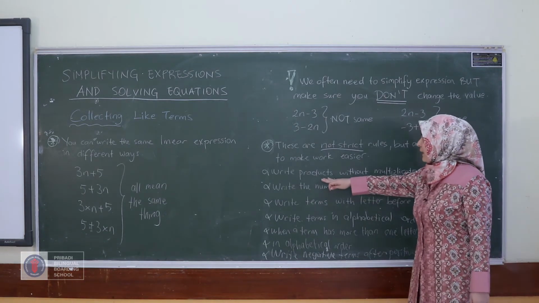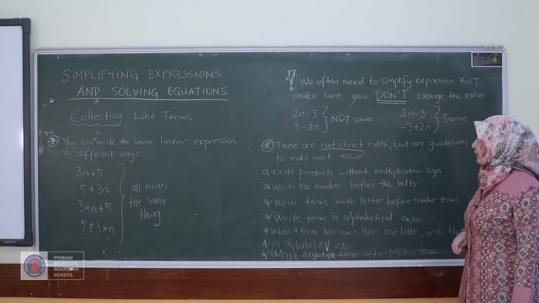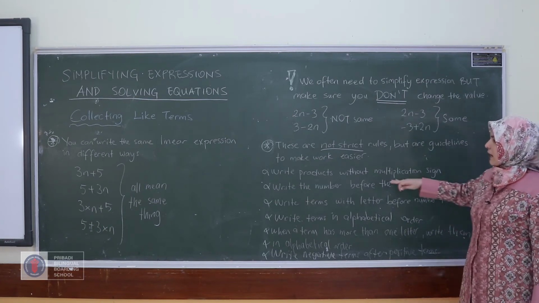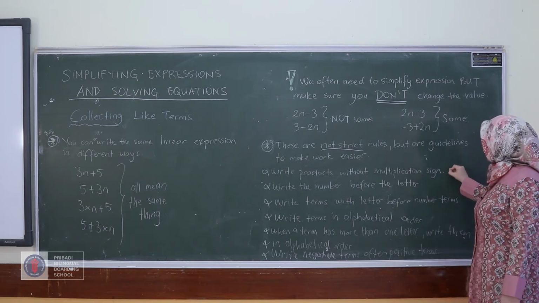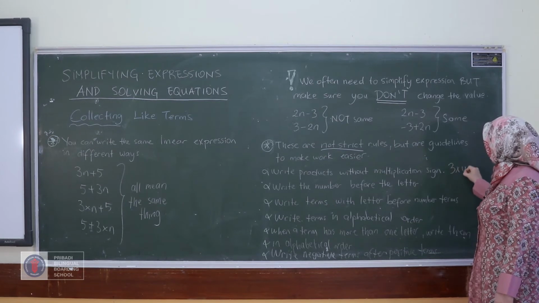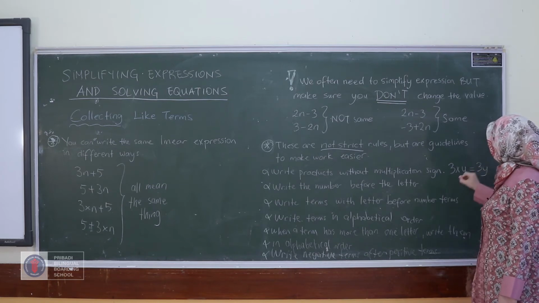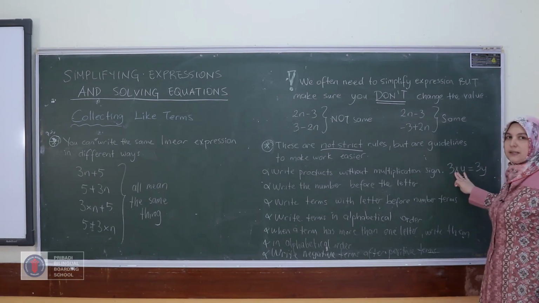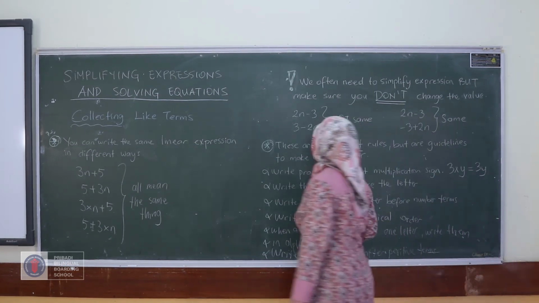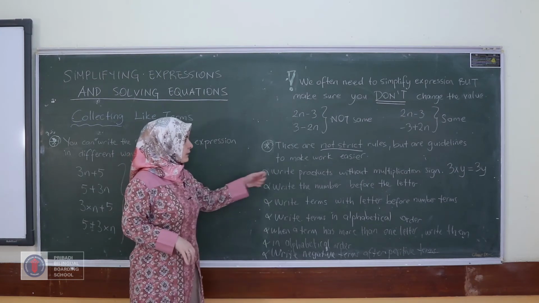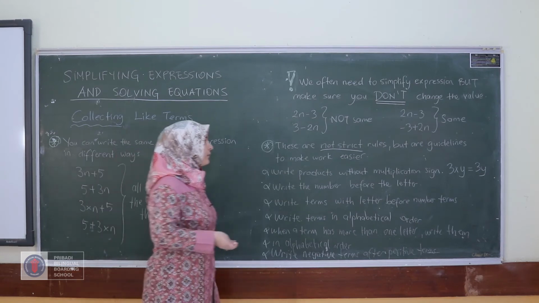The first one is: write products without the multiplication sign. Okay, what's the meaning of that? Write products without the multiplication sign. For example, instead of 3 times y, we can write directly 3y. Okay? We don't use the multiplication sign, to make our work easier.